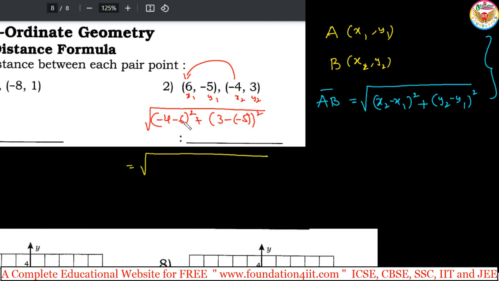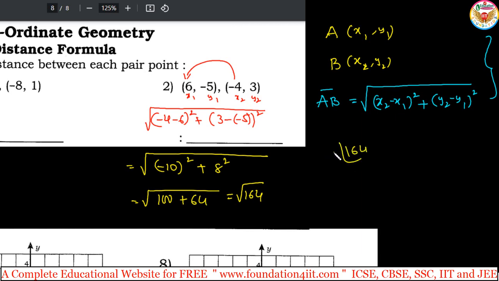Now, the square root of (minus 4 minus 6 is minus 10) whole square plus (3 plus 5 is 8) square. So minus 10 whole square is 100, plus 64. The square root of 164 is the value of this. You can do prime factorization to simplify: 2 times 82, again 2 times 41. So 2 into 2, that means 2 root 41. Instead of the two 2's, for 164 we can write the square root of 4 into 41. Root 4 is 2, so 2 root 41. You can also write root 164.